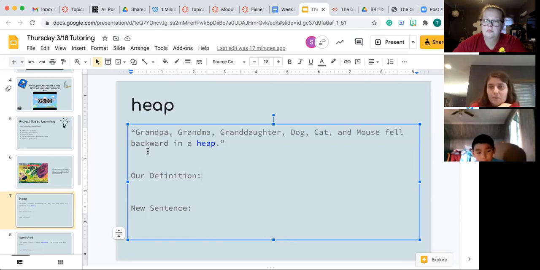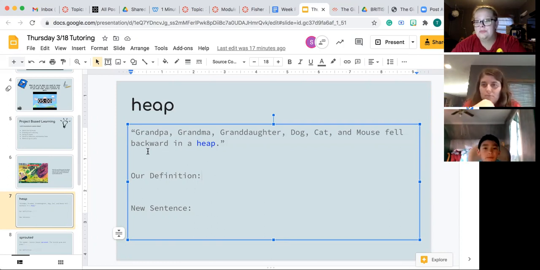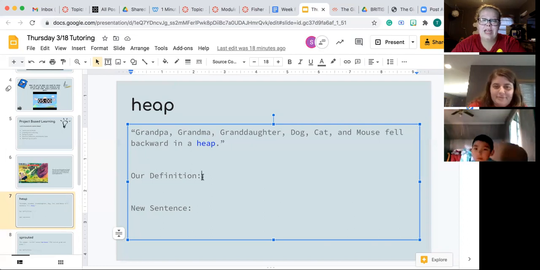I don't know what define means. Like, what does it mean? Oh, it means, Miss Samantha, can you help out here? Yes, so to define something, Stanley, basically means that we're going to write down what that word means. So like if we were to define cat, we would say this is a four-legged animal that has a long tail and purrs when happy. Okay, so we're going to define heap. Does that make more sense now? Yes. Okay, how might we define that?